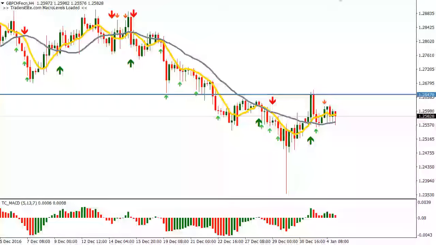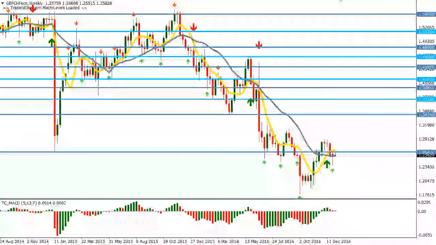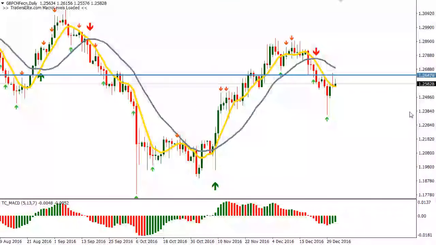Pound Swiss. Now, this is pretty much the opposite of the euro pound. We've got a newly formed or recently formed weekly trend trade followed by last week's price flip to the upside. However, it really is in indeterminate sort of areas. 126.47 is the battleground. Daily it's down.